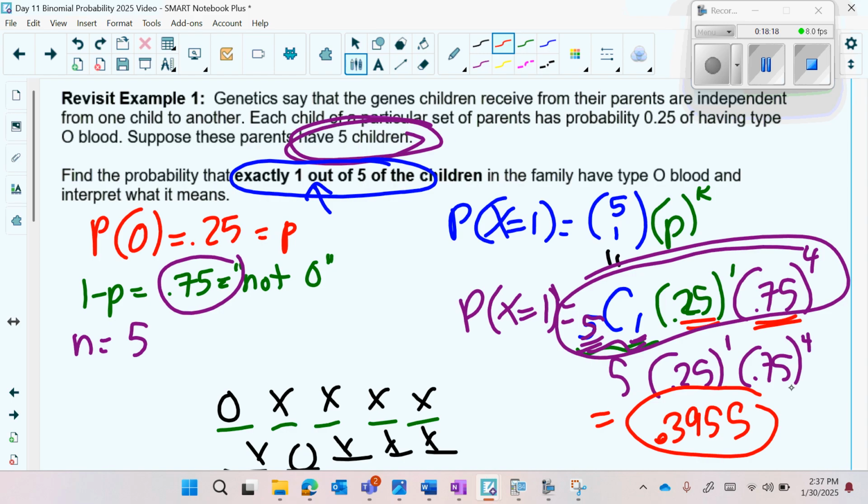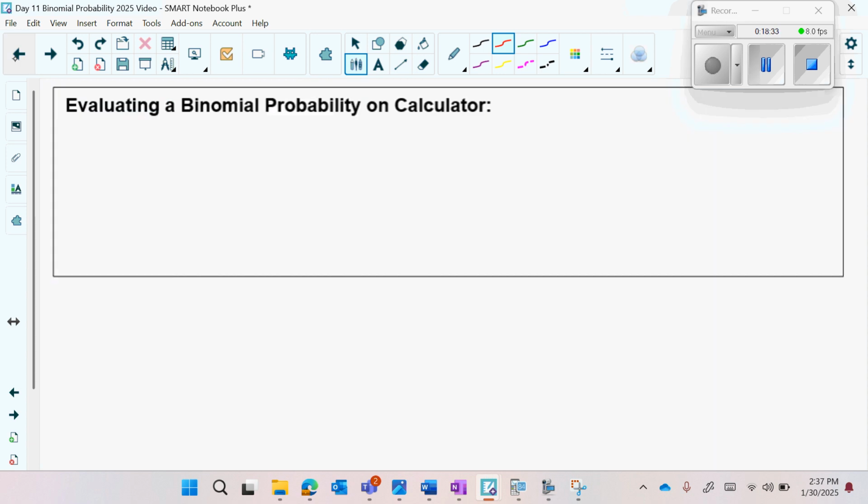So if we took many, I'm not going to write this down. I know it says interpret. If we took many kids and many families like this, there would be a 39.55% chance that one of the kids would have type O blood. Now I'm going to show you how to use the calculator function. So go over to this box here, scroll to it. I'm going to show you what to press.